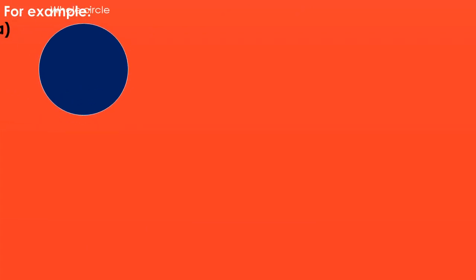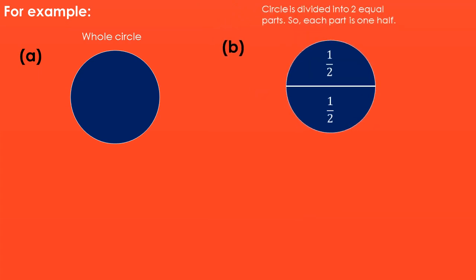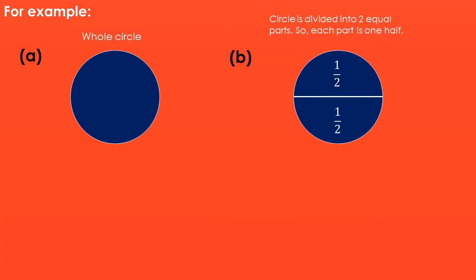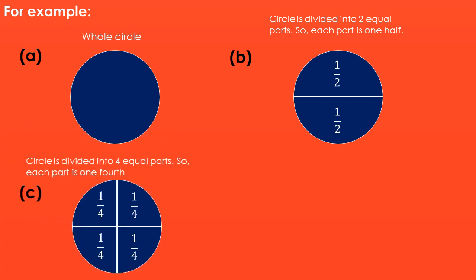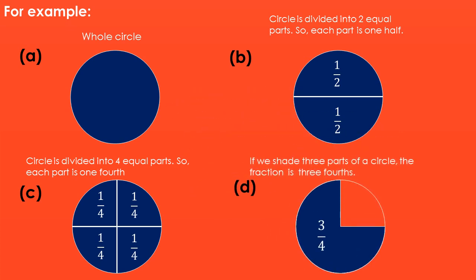Let's see one more example. Number A is a whole circle. Number B, circle is divided into two equal parts, so each part is 1/2. Number C, circle is divided into four equal parts, so each part is 1/4. And number D, if we shade three parts of a circle, the fraction is 3/4.